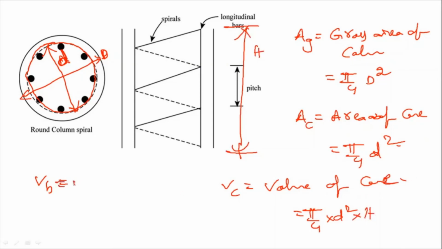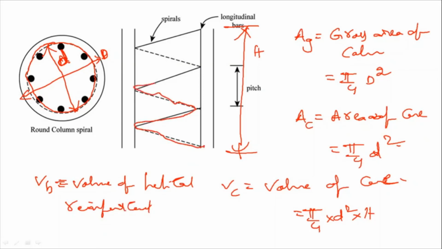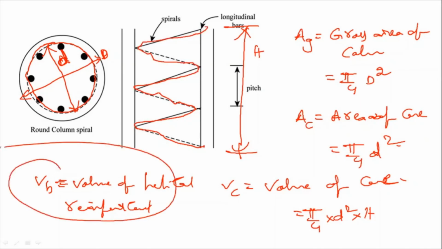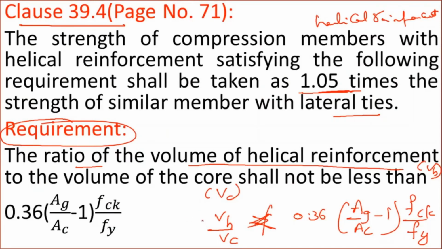Then what is VH? It is the volume of the helical reinforcement. Whatever reinforcement you can see in the helical form, if you determine the volume of that, that will be the VH. So now if you substitute all these things here, and if this condition is satisfied, then only we have to take 1.05 times the strength of the similar member. Otherwise, we have to take directly the Pu value only. Okay, that's the point.